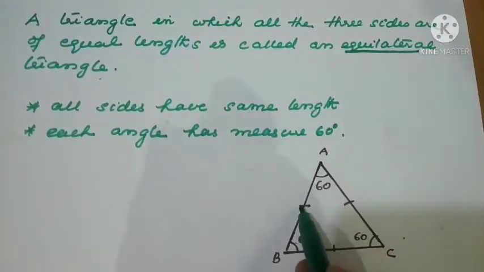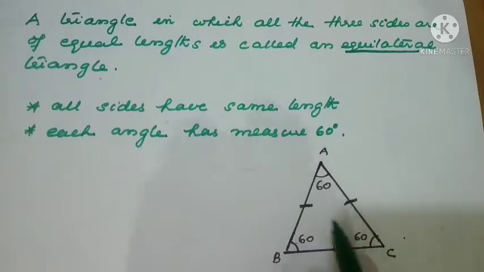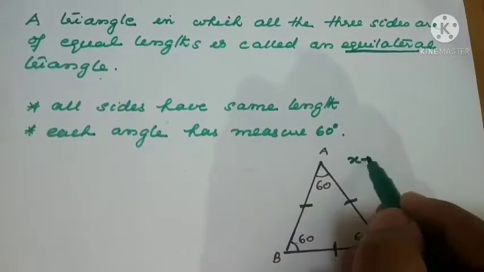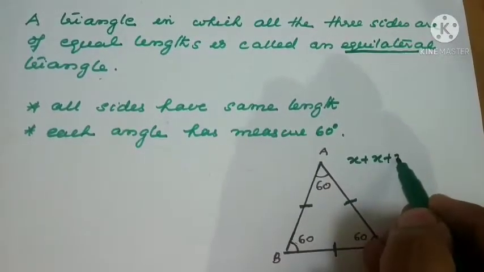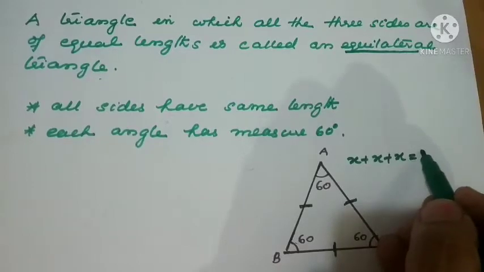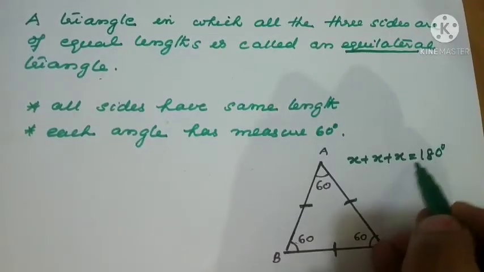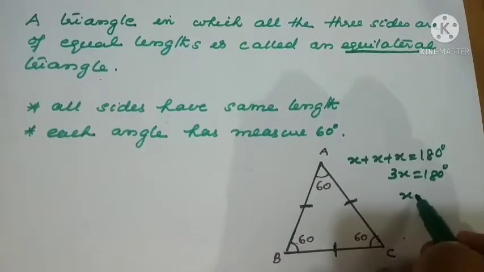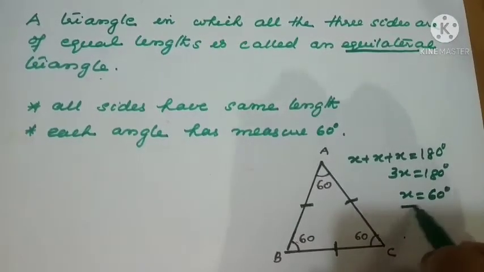So when two sides are equal, then the angle opposite to it is equal only. Similarly here, all three sides are equal, so each angle is the same. So we know the angle sum property. All the three angles are equal, which means x plus x plus x is equal to 180 degrees. So 3x equal to 180, x equal to 60 degrees.